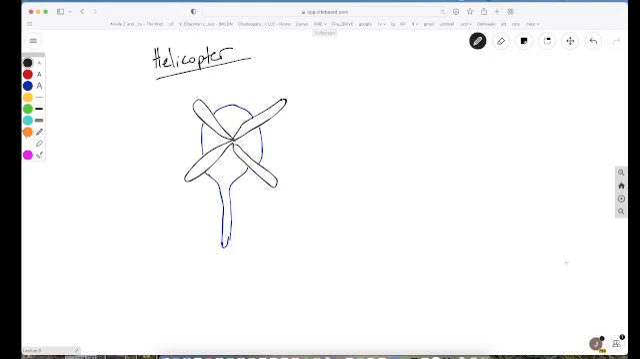Just like we did momentum charts for linear momentum, we can do something very similar for angular momentum problems. To demonstrate that, I'm going to use this example of a helicopter. And we're going to look at the angular momentum exchange of the blades and the helicopter itself.